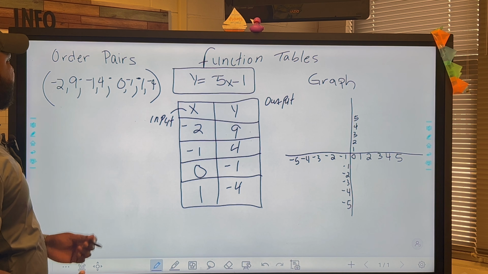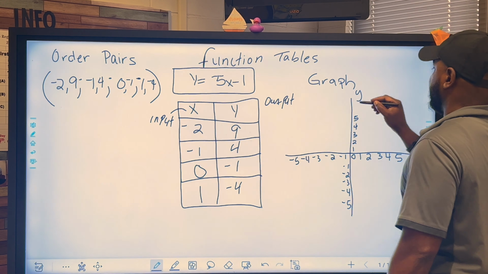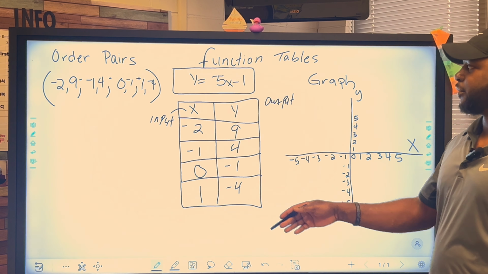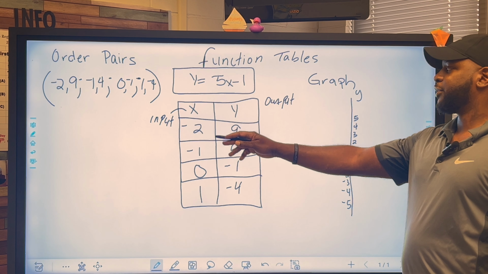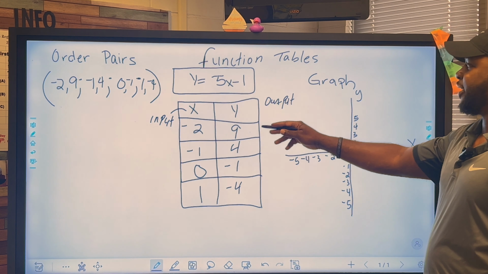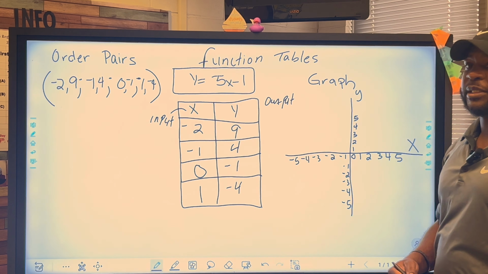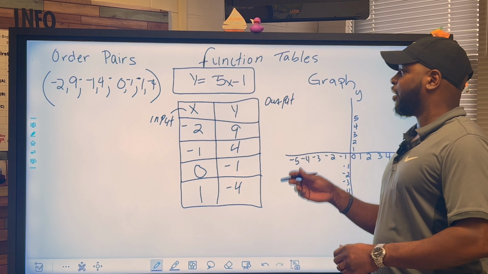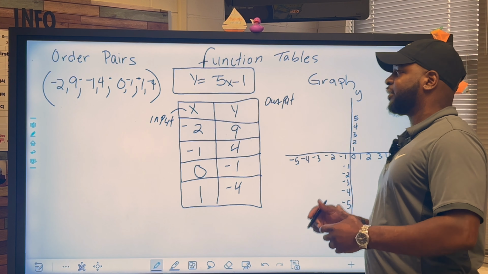I can go ahead and go to the graph so I could input this information in. We know this is our y and this is our x. So the first thing what we have to do is go to -2 and 9. Also remember, our input value is independent variable. Our output value is dependent variable. The dependent is going to depend on my independent.